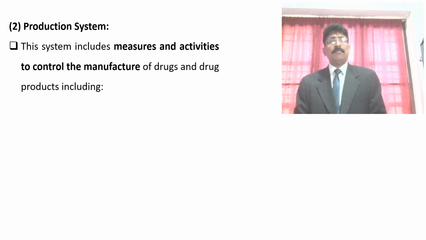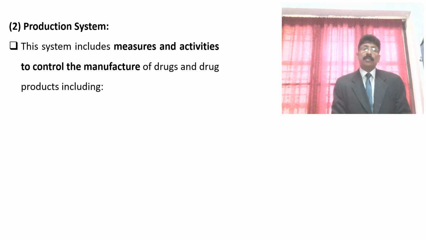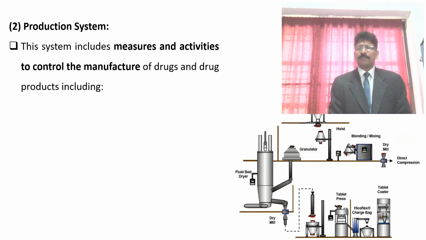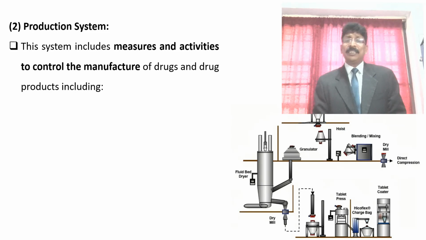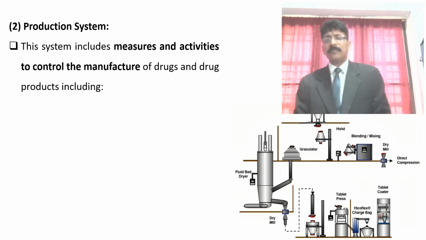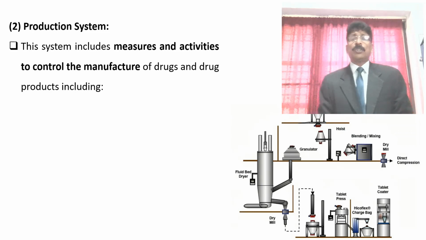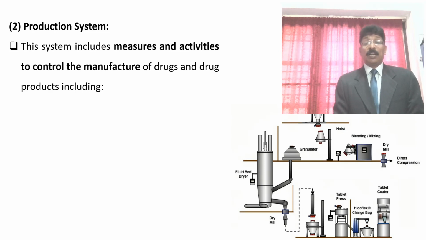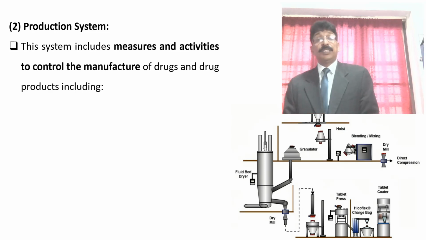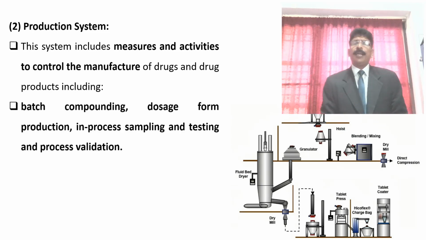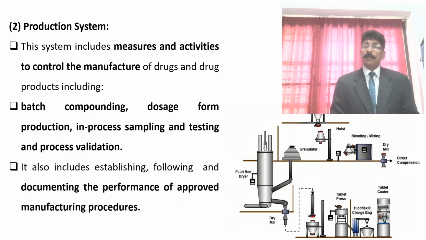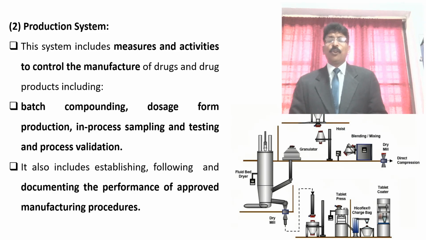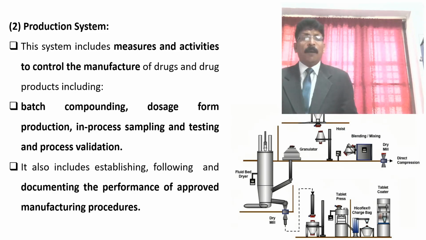This system also includes measures and activity and the control of the manufacture of the drug and the drug product. We have taken an example from pharmaceutics: a tablet is mixed, then granulation, then fluidized bed dryer, then compression, then blister packing, and then comes the packing area. All this comes in the production system, starting directly from the raw materials, which are sieved and then mixed. So you can see batch compounding, dosage form production, in-process sampling and testing, and process validation also play a role in the production system, in how quality assurance is maintained. It also includes establishing, following the documentation and performance of approved manufacturing procedures.